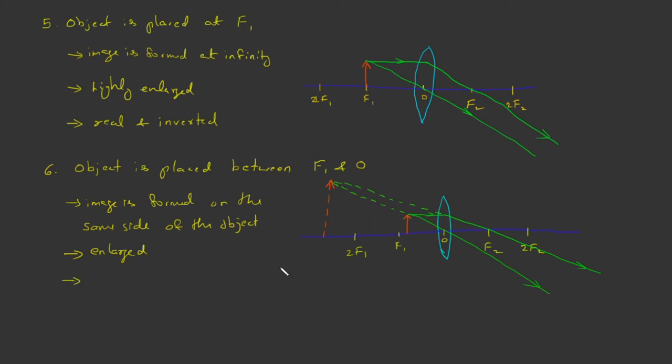This image is not real because it appears to be coming from this point, and if we are placing a screen here, we cannot obtain the image on the screen. So it is a virtual image, and also you can see it is erect. So if object is placed between f1 and O, then the image is formed on the same side of the object. It is an enlarged image, virtual and erect. So here we studied image characteristics of convex lens based on the position of the object.